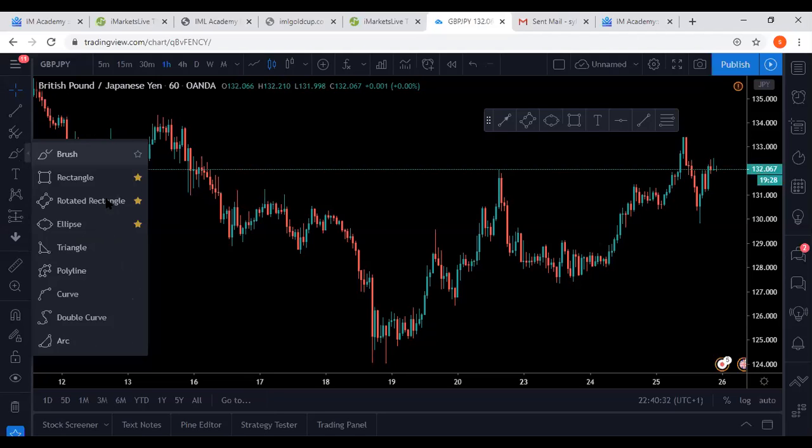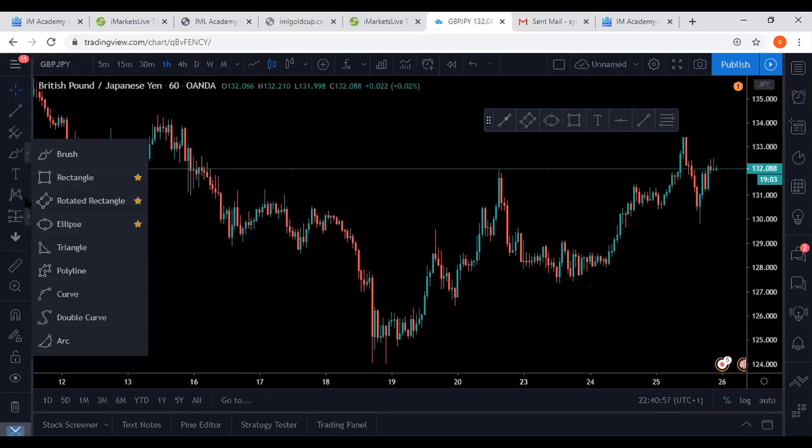Okay, so I also use rotated rectangle. I use that to draw my zones. Then I also use this tool as well, just for zones. I'm going to show you guys how to use them and what they really help me to do, right? So these are the tools that you want to make your favorite. You can make the brush your favorite just in case you want to clean out something, you know. So these are the tools that I use.